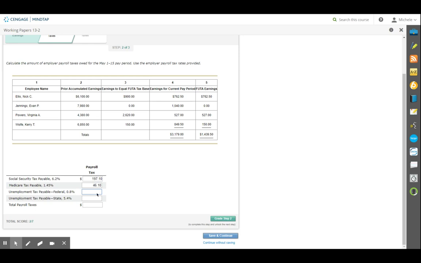Okay, now we're ready to work on the unemployment tax payable. We have federal and we have state. The federal rate is 0.8%. So remember that point in there. You can't just multiply by 8%. It's got to be the 0.8 and then the percent sign too. So which number are we going to multiply that by? We're not doing it on the total earnings this time. I'm going to do column 5 where it was the federal unemployment tax earnings. So this is all we have to pay unemployment tax on. So we're going to take $1,439.50 times 0.8%.